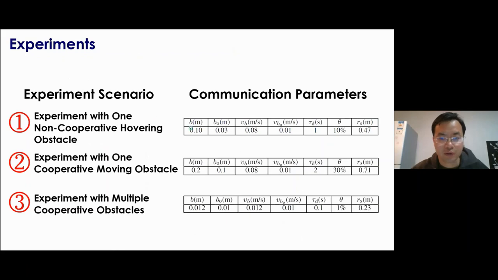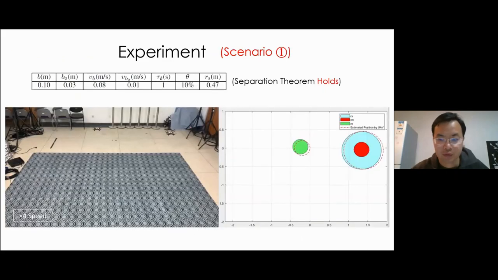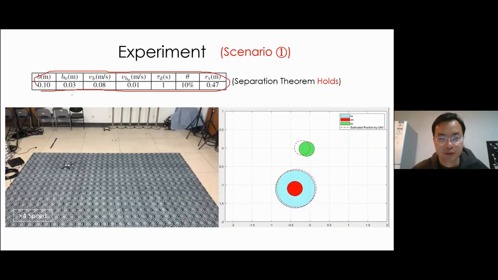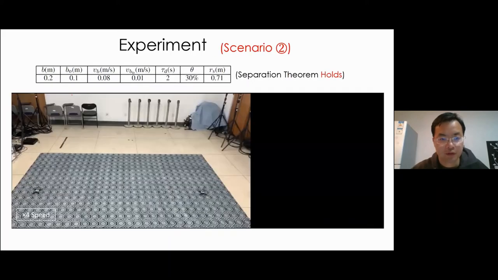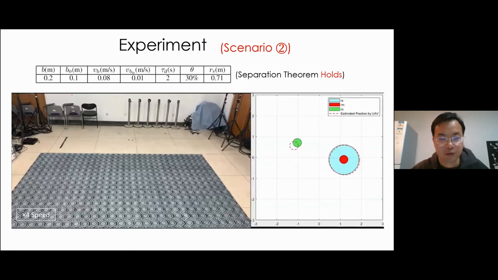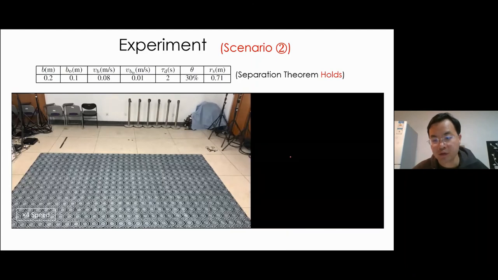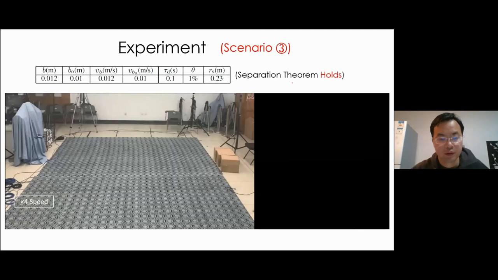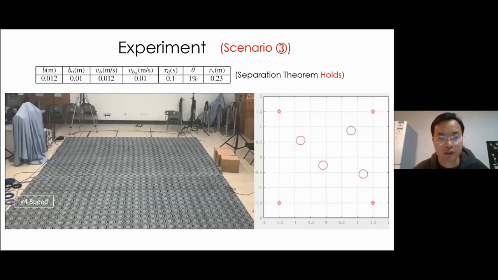There are some experiments. These are the parameters here. It satisfies the assumption. The dashed cycle is the estimated position from the UAV's view. There are four UAVs here.